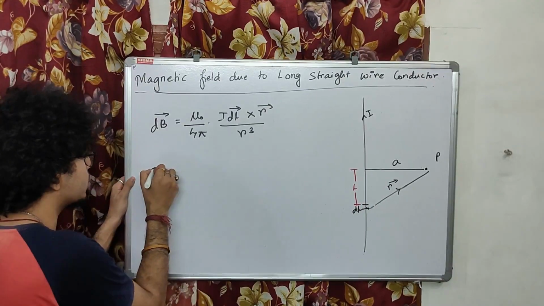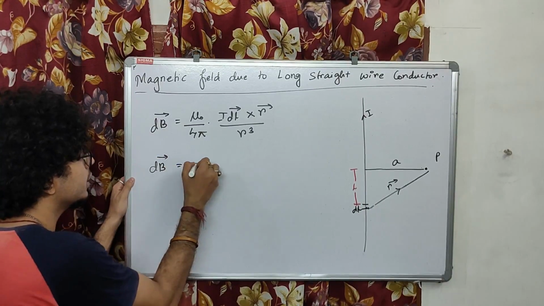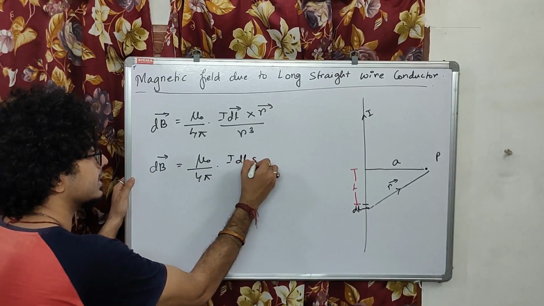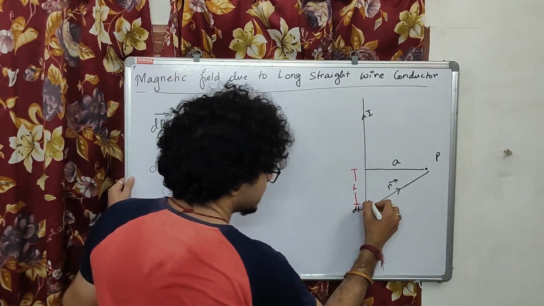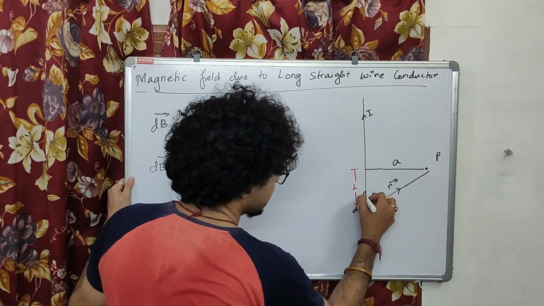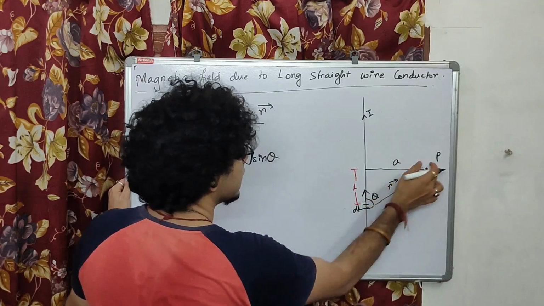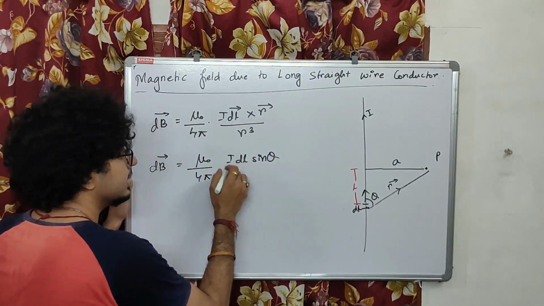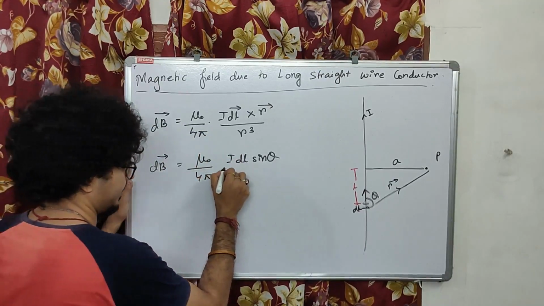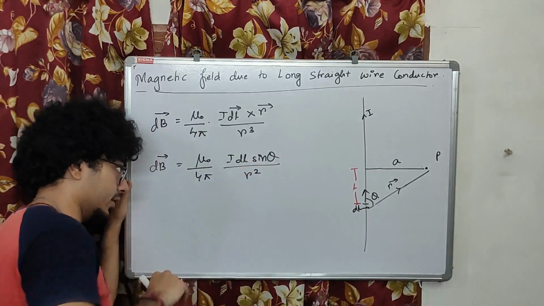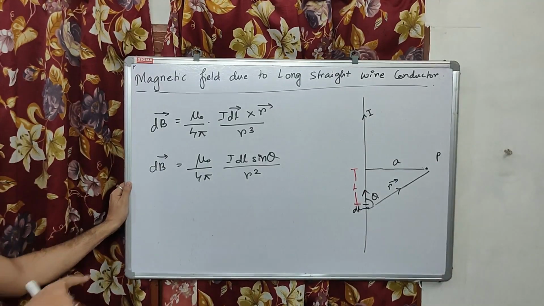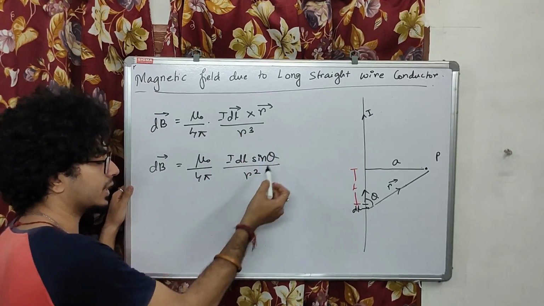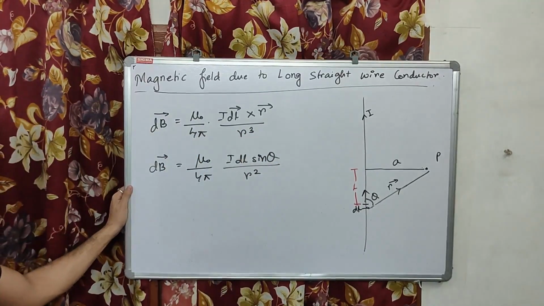So this dB comes out to be mu naught by 4 pi, I dl sine theta, so this is your angle theta. Current is in this direction, dl is also in this direction, and this r is in this direction. Theta is the angle between this current element dl and r, and this comes out to be r square, right? So I dl sine theta means I dl cross r, that is I dl r sine theta divided by r cube. So this you get.